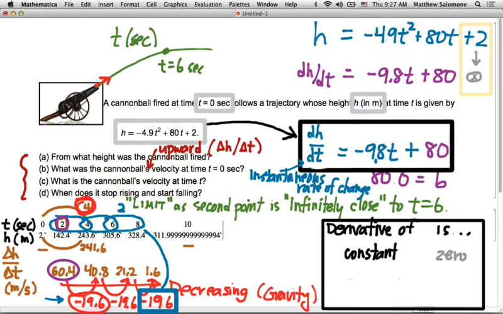Why? Because constants, by their very nature, do not change. So the instantaneous rate of change of a constant quantity is nothing. It doesn't change. So the derivative of a constant is 0. So that's for the first piece.